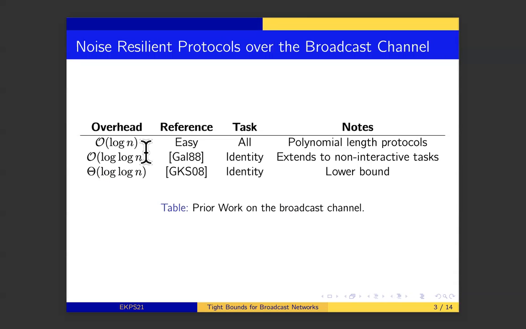An equivalent way to state this easy lemma is that it shows that the interactive coding overhead for the broadcast channel is at most O of log n. That is, there is a way to transform any protocol in the noiseless channel to a protocol in the noisy channel that has the same functionality with an overhead of O of log n. But is this O of log n tight, or can we get a better interactive coding result?